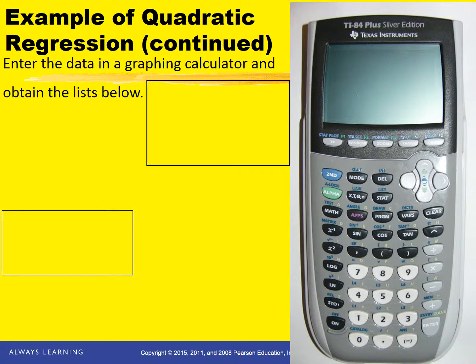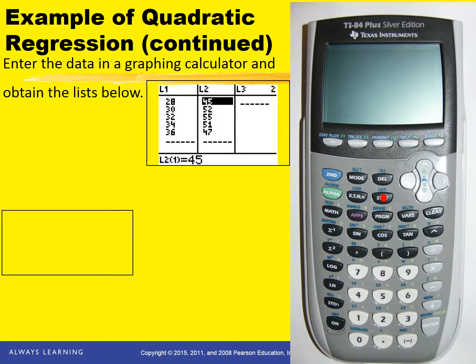Enter the data in the graphing calculator and obtain lists. So we're just going to go into stat mode. We're going to be right there at edit. We're going to input the data, the 5 x values and the 5 corresponding y values. This is really x and this is really y. These are really ordered pairs. And making sure to keep the right order, we would get 2 lists like that.